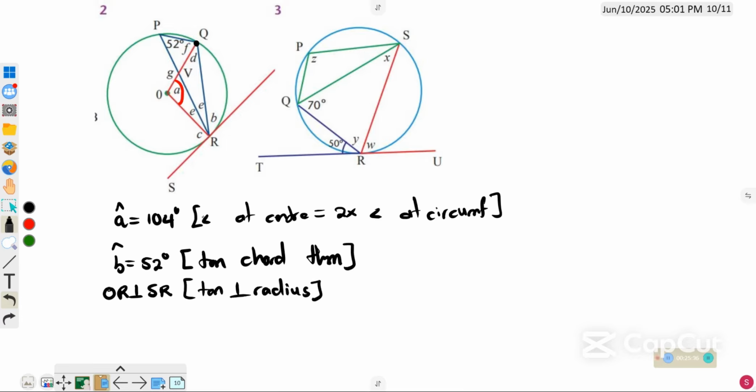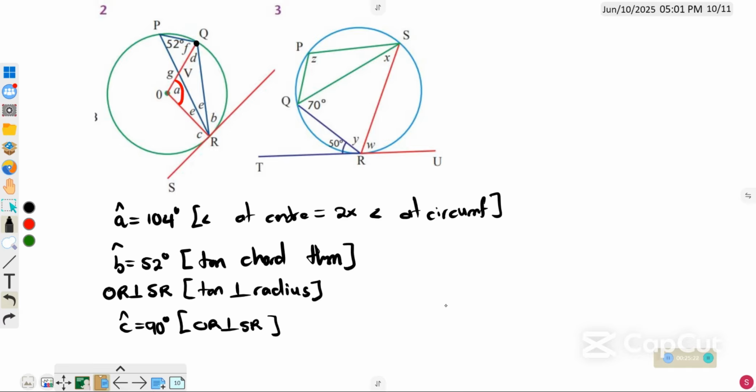And then from here we have what? We have that angle C will be equal to 90 degrees. Why? Because OR is perpendicular to SR as proved, as proven in the previous one. Right? And then what's D? D is that angle there. How will we find D?